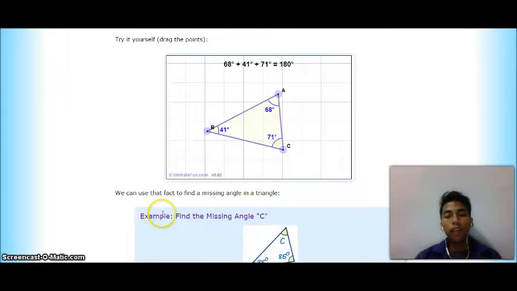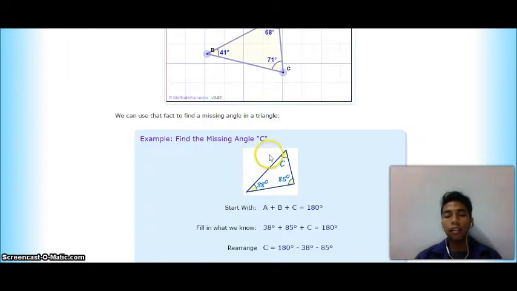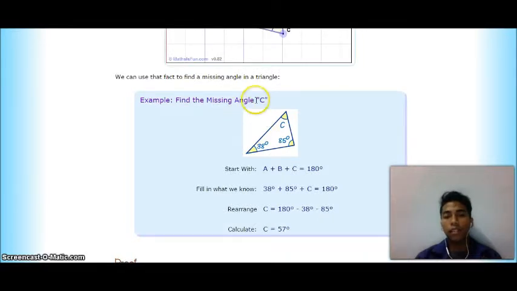We can also use this fact to find a missing angle in a triangle. For example, find the missing angle C. We know that angles A and B are 38 degrees and 85 degrees. So we just subtract 38 degrees and 85 degrees from 180 degrees, and we get angle C is 57 degrees.